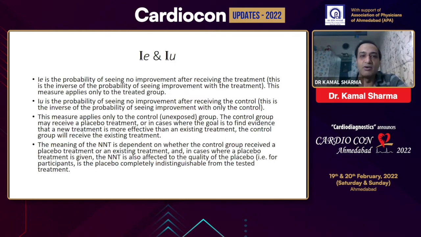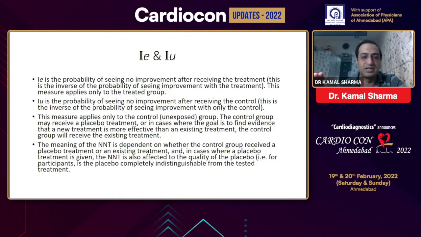And IU is also referred to as the probability of seeing no improvement after receiving the control therapy. And based on this, then you amplify and look at the net number to treat. This measure applies only to the control group, the IU, and the control group may receive a placebo treatment and or the standard care, as we know, on top of the existing new treatment. And this is what you get as the probability outcome in IU. So the meaning of net number to treat, or number needed to treat, is dependent on whether the control group received a placebo treatment or an existing treatment, that is the standard care versus placebo care.